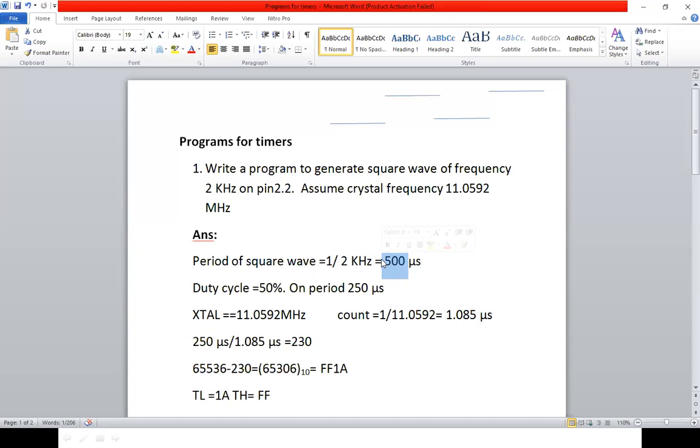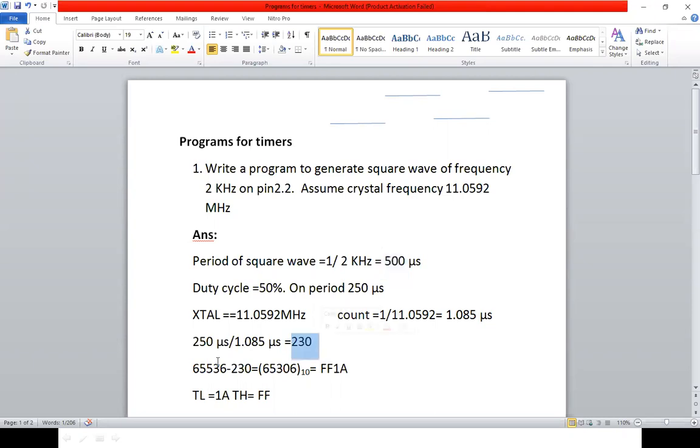For that purpose, you have to take the on time and off time, which is 250 microseconds. So this is 250 divided by 1.085, and you will get the count.